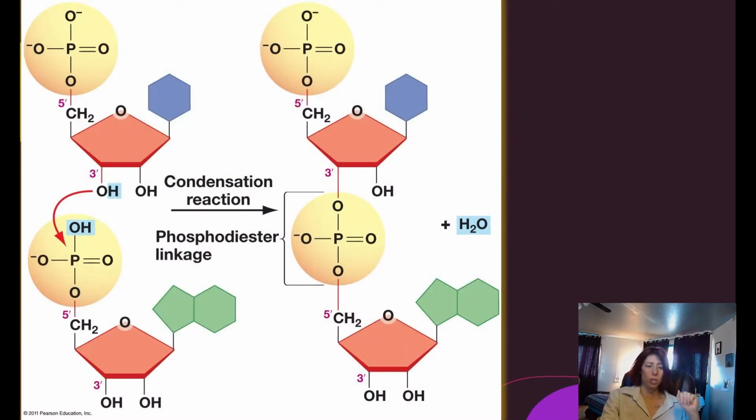So here's a picture of that dehydration reaction. We have hydroxyl groups on these 5-carbon sugars.